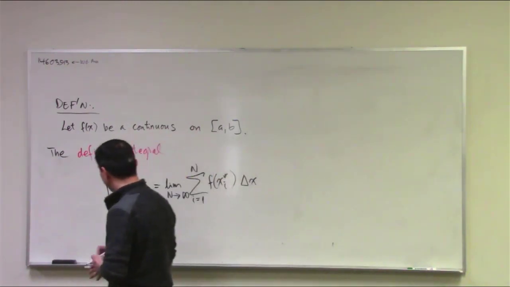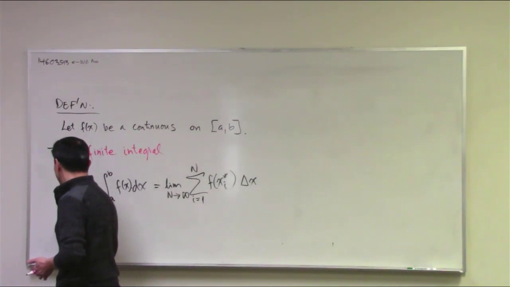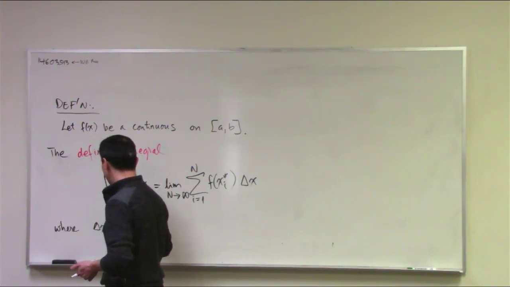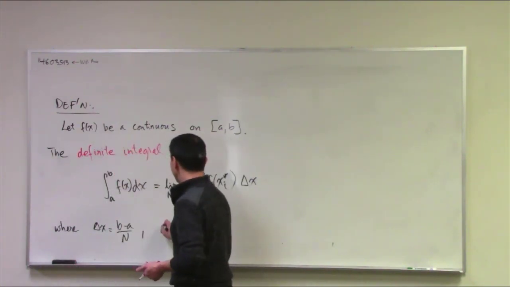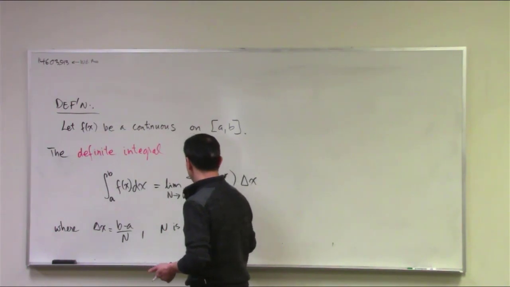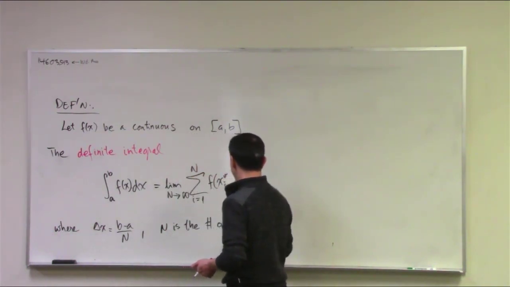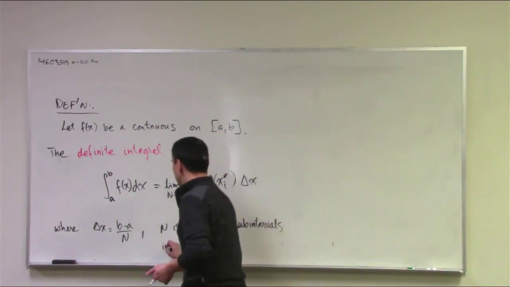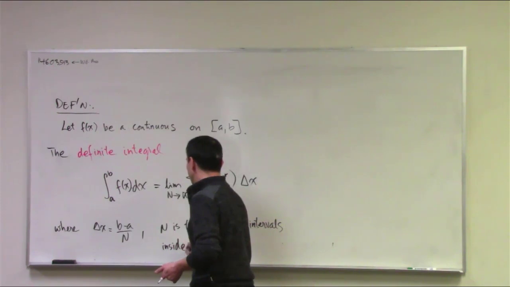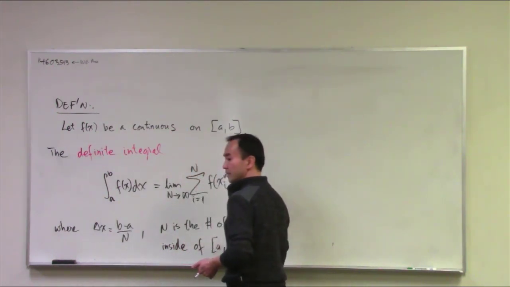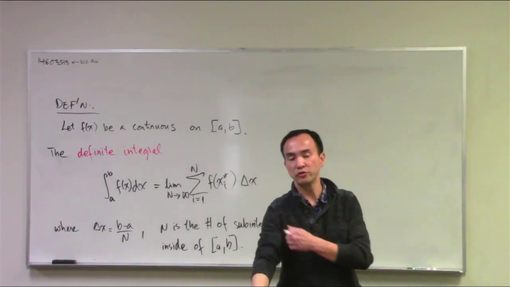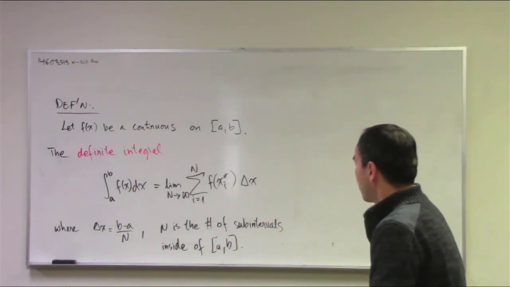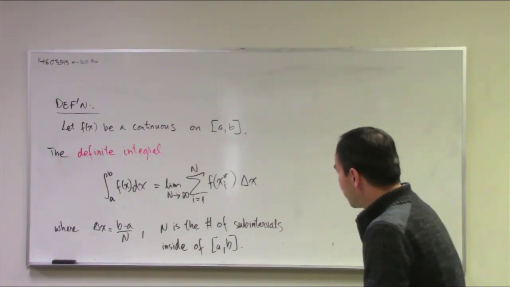Now we can add to our definition here a little bit better. The delta x here is simply b minus a, over n, and n is the number of sub-intervals inside that interval from a to b. Right? That's the real true understanding of what an integral is. We call it the definite integral.